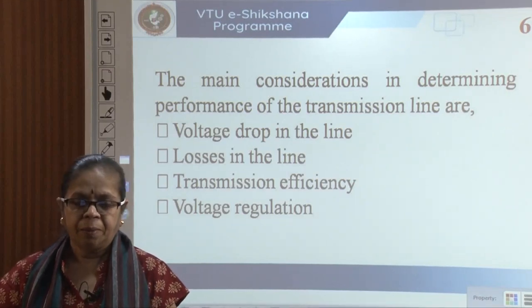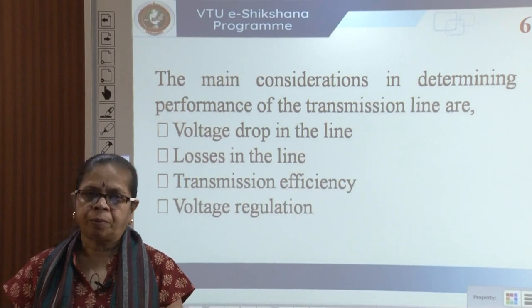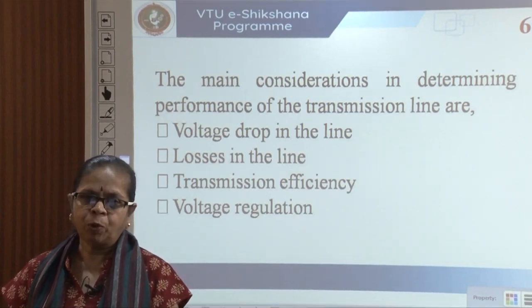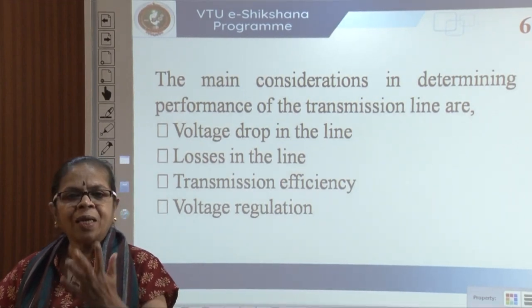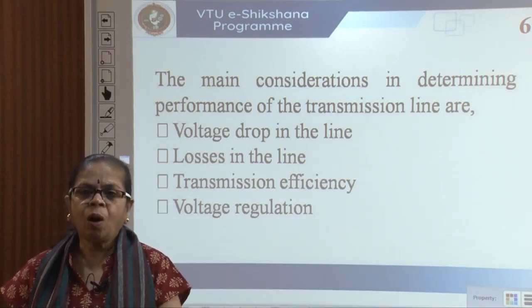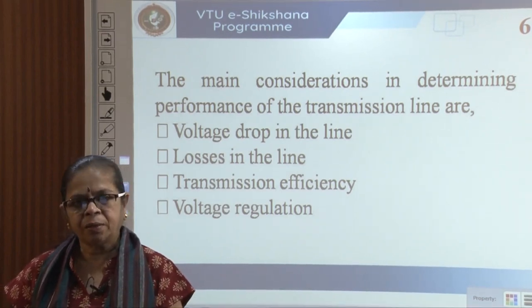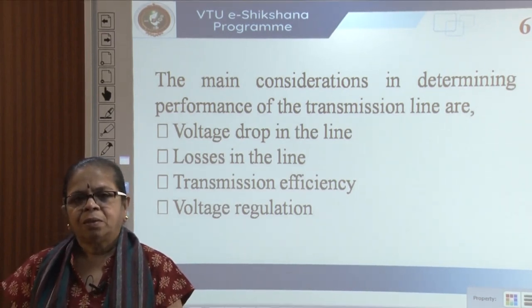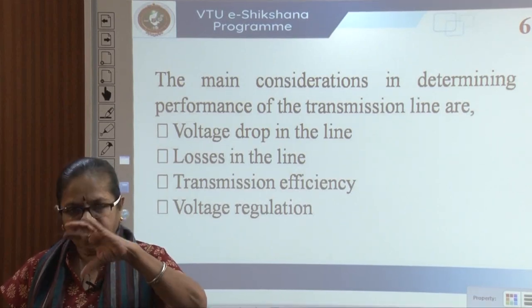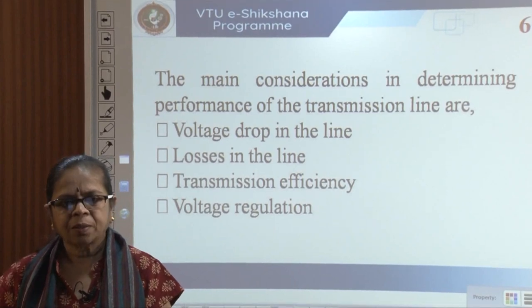Next, losses in the line. Losses in the line are proportional to I squared R. So, as the load increases, the loss also will increase. And we saw how you can reduce the resistance. You can use bundled conductors and you can use conductors of larger diameter and reduce the losses.